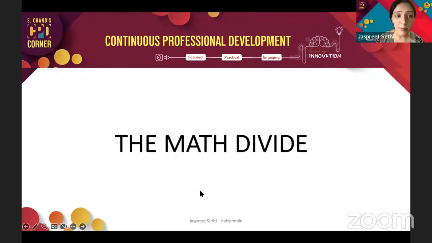And there's something known as a math divide, which sometimes comes in the way of all these things. And what is the math divide?